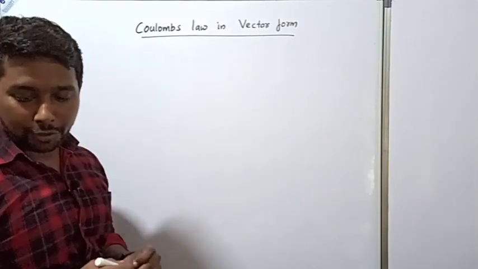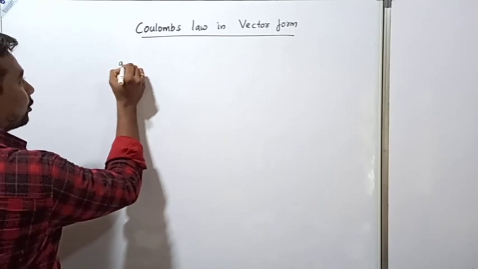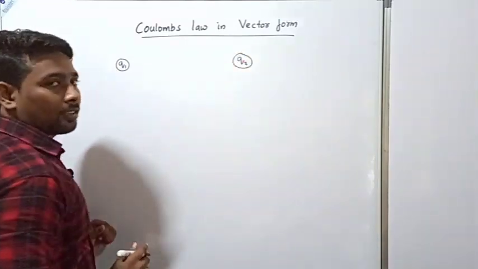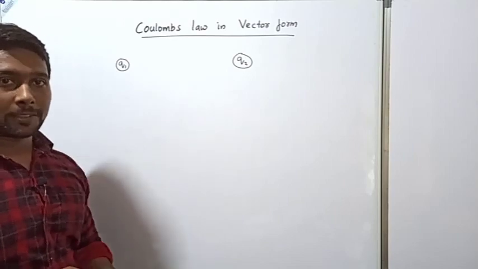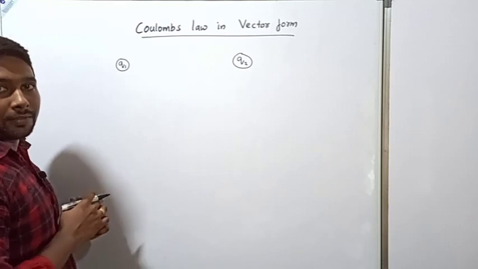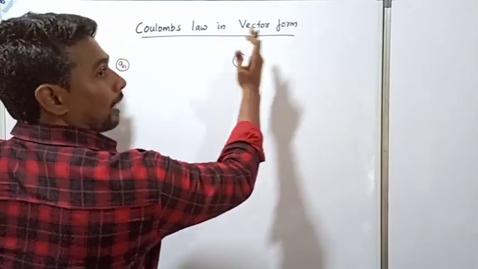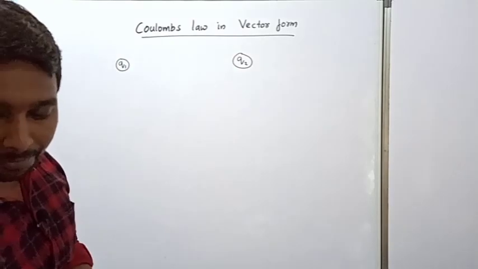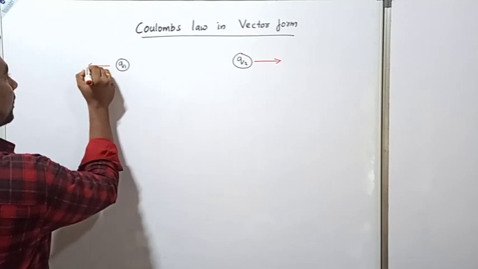Coulomb's law in vector form. Okay, let's consider two charges. Consider charge Q1 and another charge Q2. Let's consider these are the same charges. That means if this is positive, this is also a positive charge. Then these two charges will have a force of repulsion. That means the force directions will be in opposite directions. Here the force direction will be in this direction, and here the force direction will be in this direction.